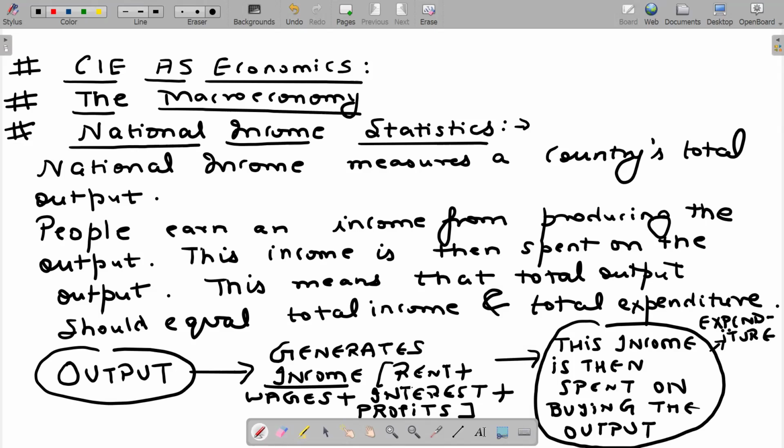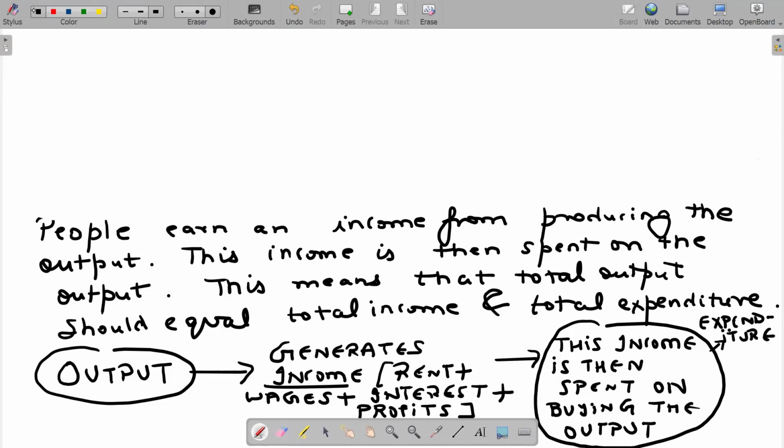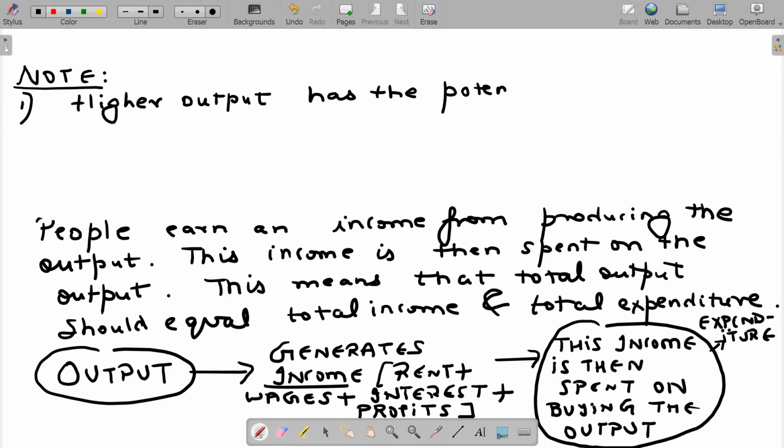And we use output in macroeconomics. We often use output to capture the standard of living of the people. So I can erase the initial portion off and I can write here on the top as a note. Within the note point 1, higher output has the potential to increase the standard of living of the people.